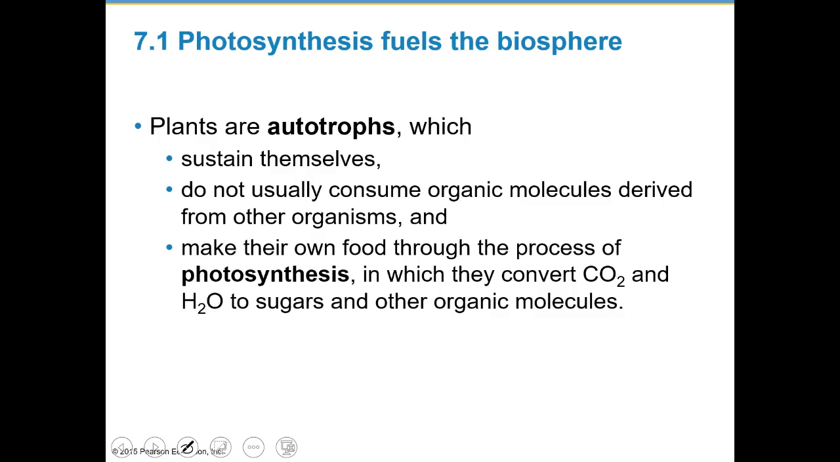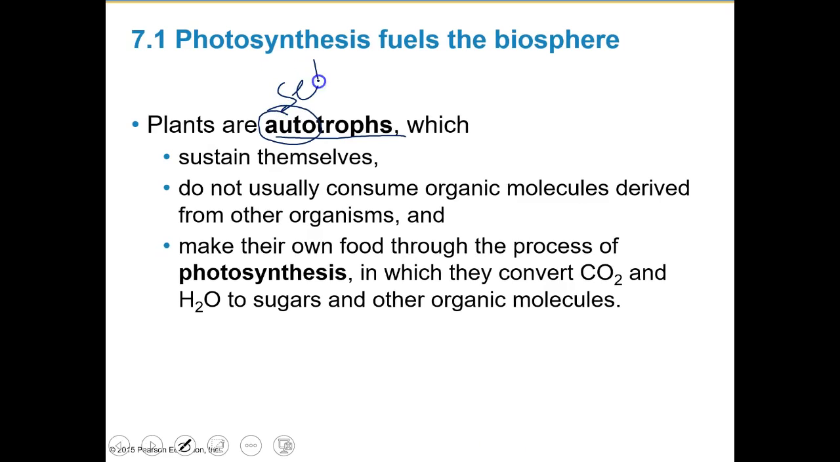So some of the big picture stuff we need to talk about are that plants are autotrophs. So they sustain themselves. The prefix auto means self. And the suffix troph means nourishment. I'm writing all over the screen, but basically plants are self-nourishers, so it's self-nourishment. That's how they're able to sustain themselves.